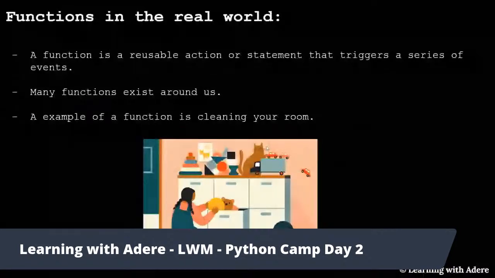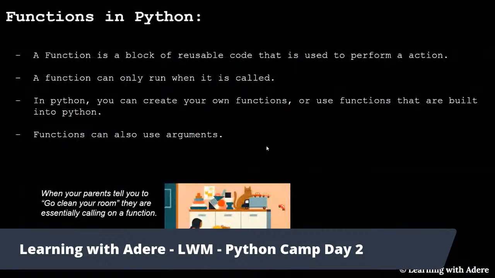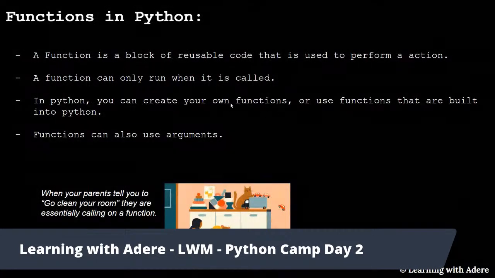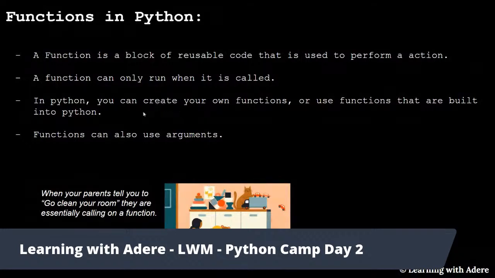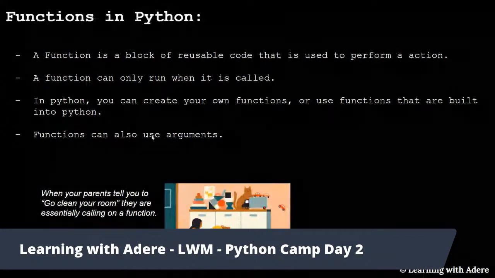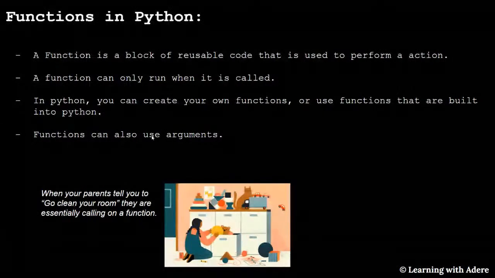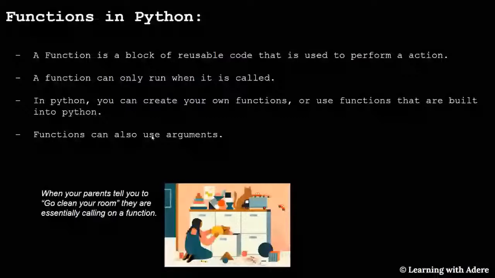Okay, so functions in Python. So functions in Python are basically the same, except now it's a reusable block of code that is used to perform a specific action. So a function in Python can only be run when it is called. And in Python, you can actually create your own functions, or you can use functions that are built into Python. Functions can also use arguments. So technically, you could say you're calling on a function when your parents tell you to go clean your room. Or sorry, your parents are calling on a function when they say go clean your room. Yeah, they're essentially calling on a function.